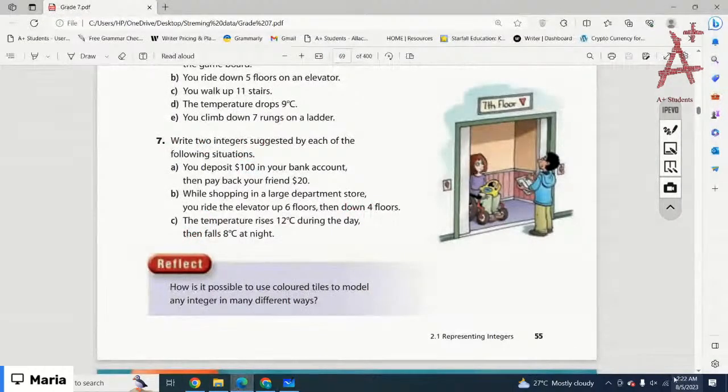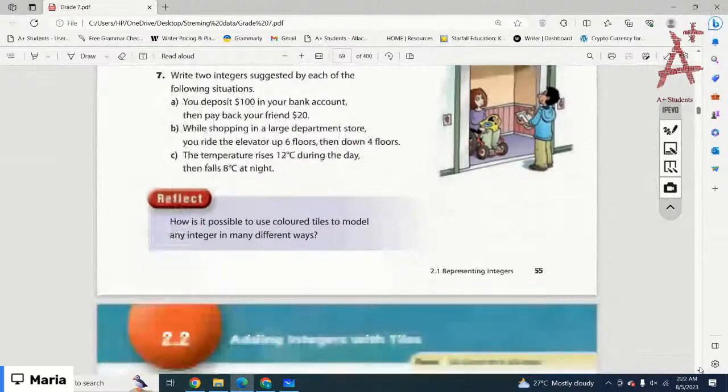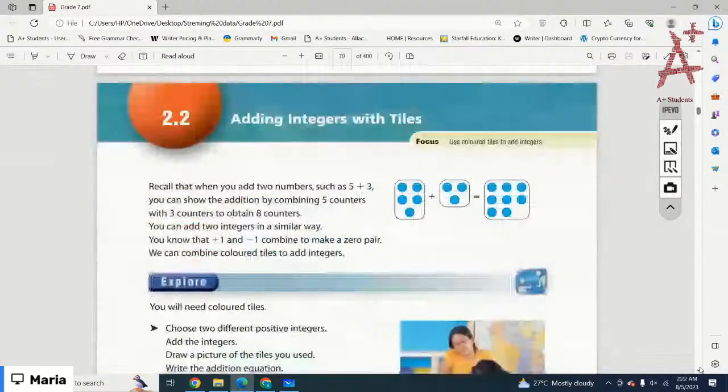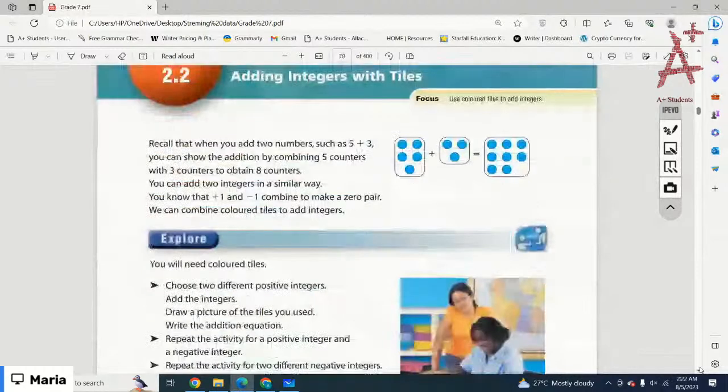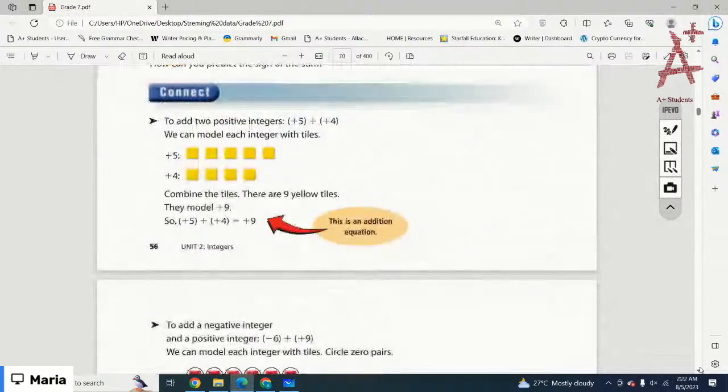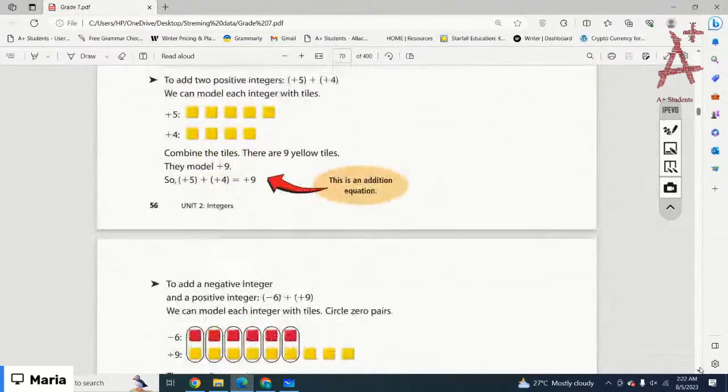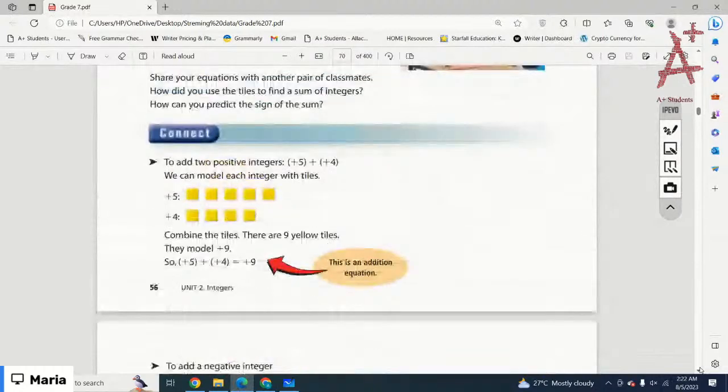Okay, let's start with the second one, adding integers with tiles. Now we're going to learn how to add integers using tiles. You can see this example. The first example here is to add two positive integers, positive 5 and positive 4, right?